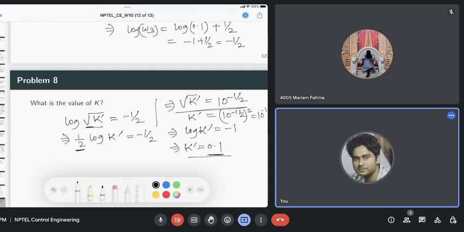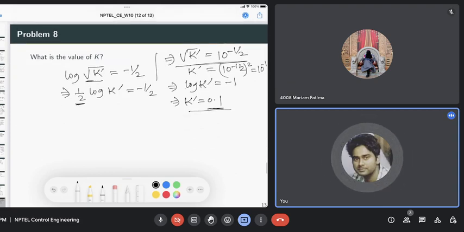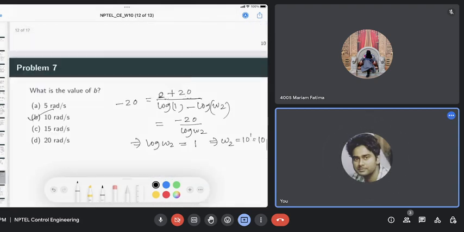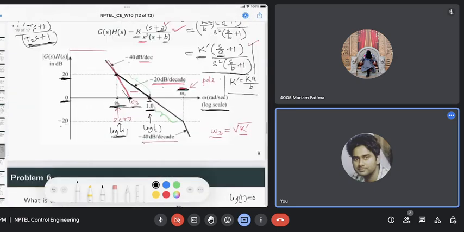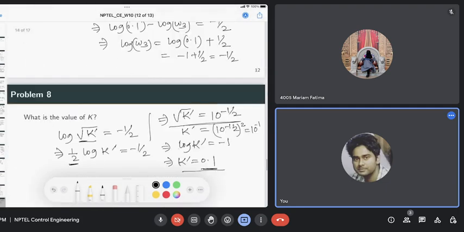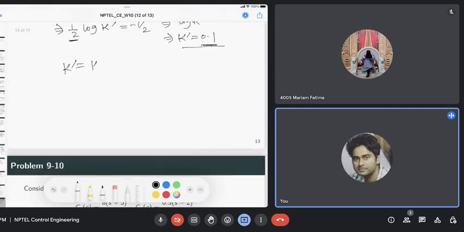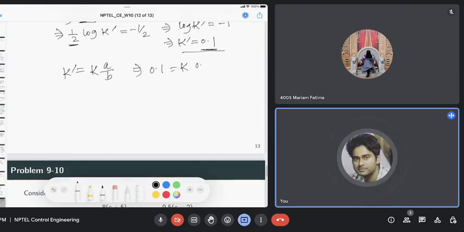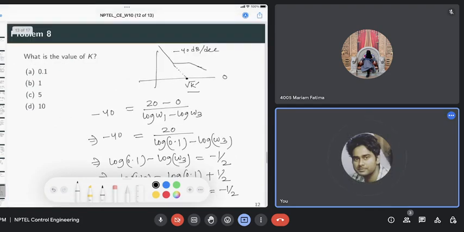Once we obtain k prime, we know that k prime is related to k how? k prime equals k a by b, right? So 0.1 equals k times a, where a we obtained as 0.1, and b is 10, which implies that k equals 10, right? This is the correct answer.